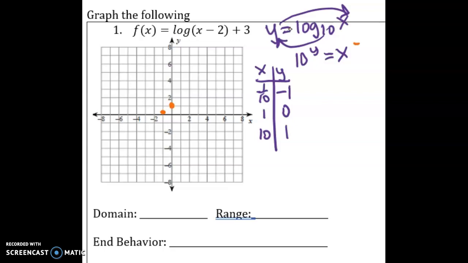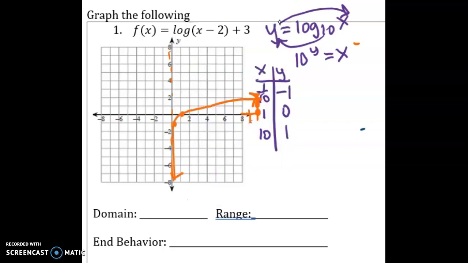And then 10, 1, we're going to have to draw some extra boxes here. Is right here. Oops. Let's fix that. We have 10, 1, and then we have 1, 0, and then we have 1/10, -1. There we go. That makes more sense. And then we swoosh it up, and we have our asymptote right here.